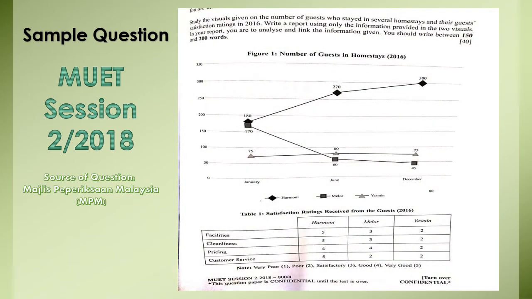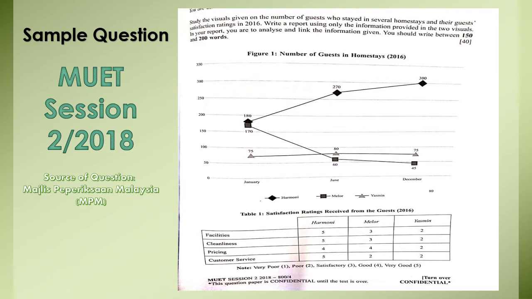Let's start by looking at a sample question of the actual MUET test question. This question can be found in Session 2, 2018 test. Study the visuals given on the number of guests who stayed in several homestays and their guests' satisfaction ratings in 2016. Write a report using only the information provided in the 2 visuals. In your report, you are to analyze and link the information given. You should write between 150 and 200 words.